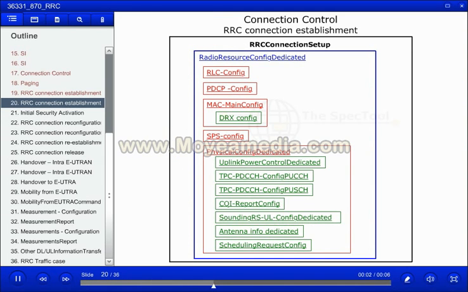Message structure of RRC connection setup.